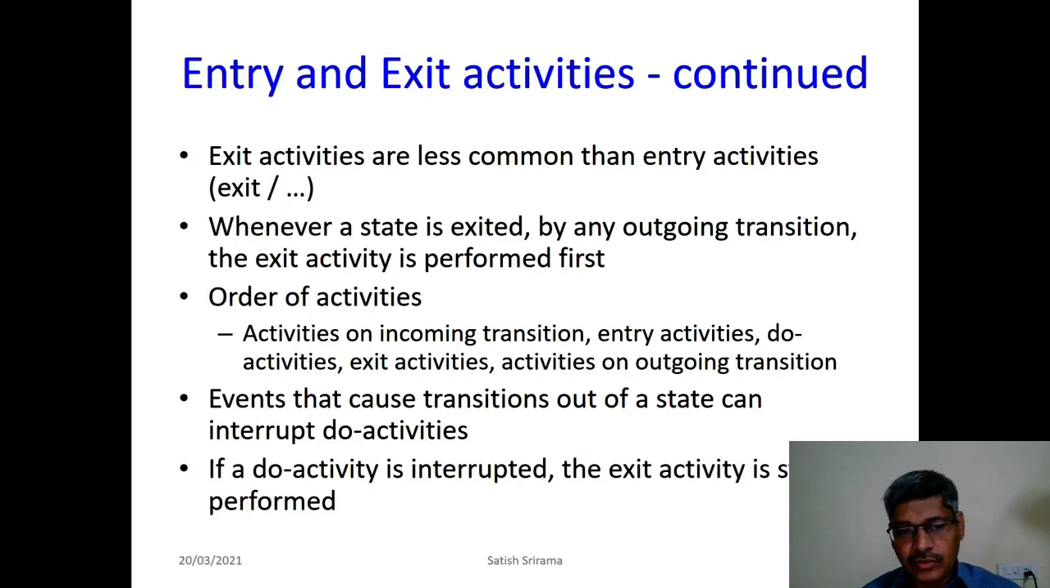Okay. So if there are a lot of activities associated with a state and its transitions, in which order will these activities be executed? First, the activities on the incoming transition will be executed before you actually come to this particular state. Then the entry activities within that state. Then the do activities within the state will be executed. Then the exit activities. Then the activities on the outgoing transition. So this is the order in which the activities will be executed.